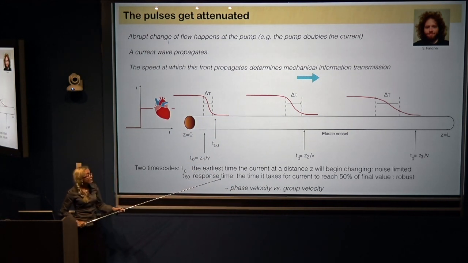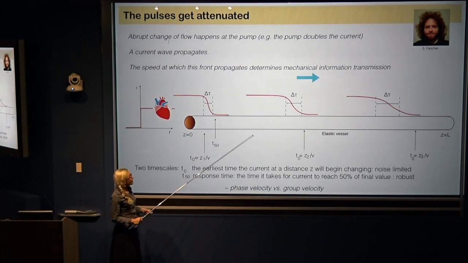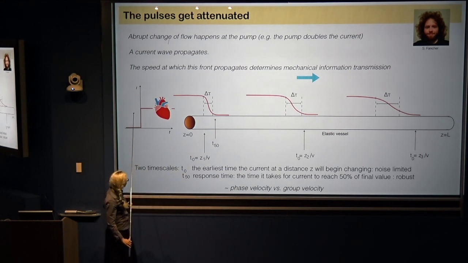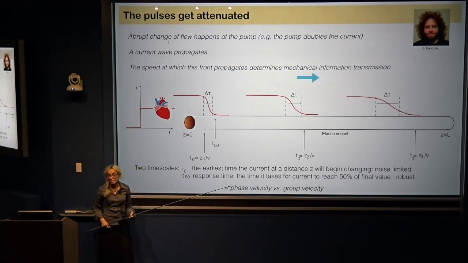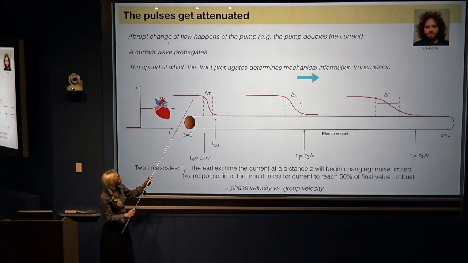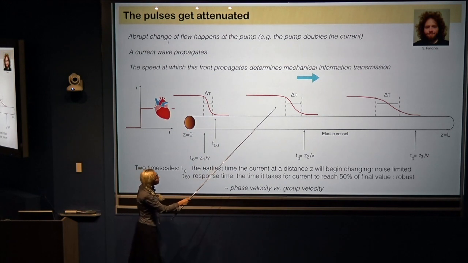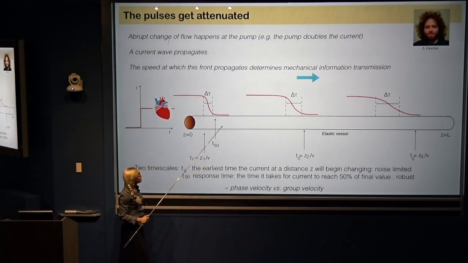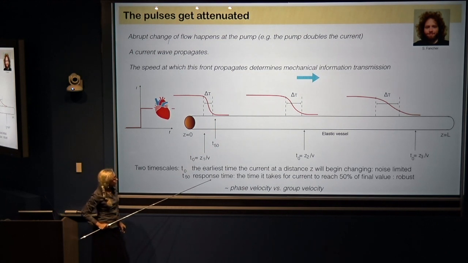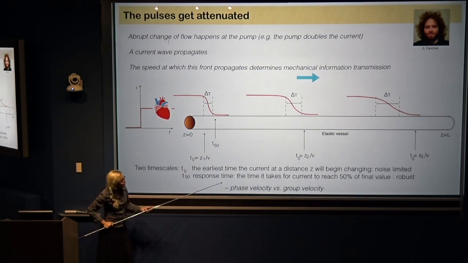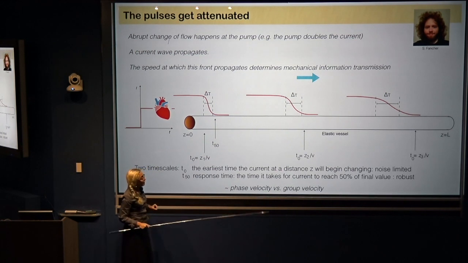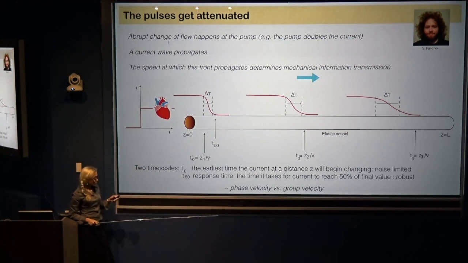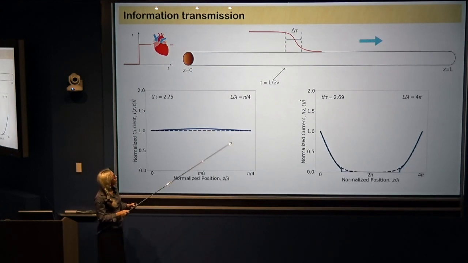One is this T0, which is the earliest time at a distance z that the flow will begin changing, because if I increase the flow at the pump, it will take some time for the vessel in the middle to feel that the flow has changed. Right? So I have this T0 time scale, but you also see this front that travels becomes broader and broader. What actually matters even more than T0 is this time T50, which is the time it takes for the current to reach 50% of the final value, which is a time scale that is more robust.